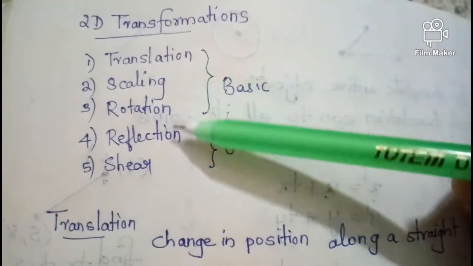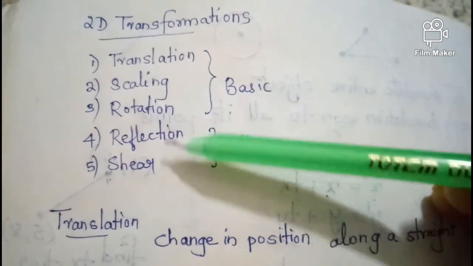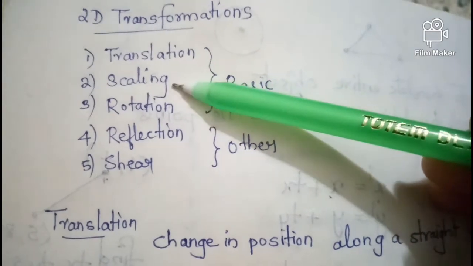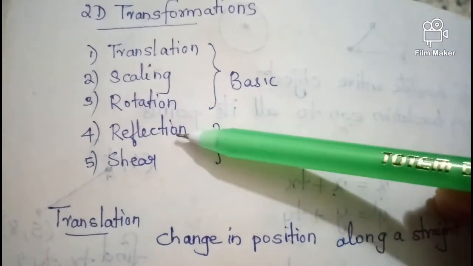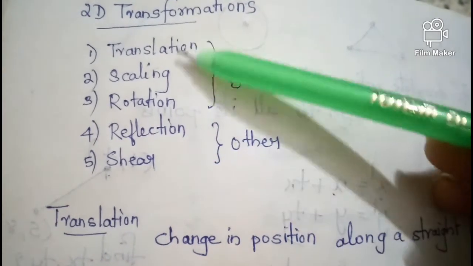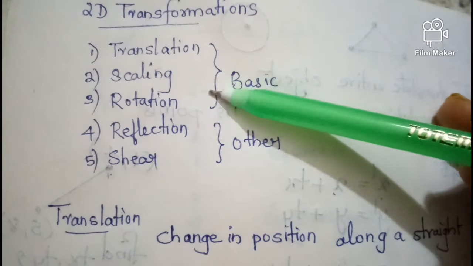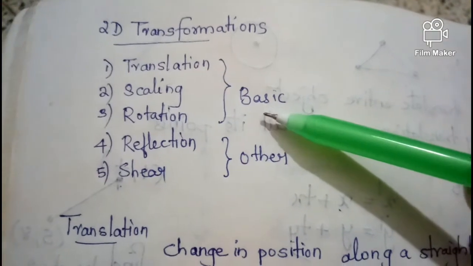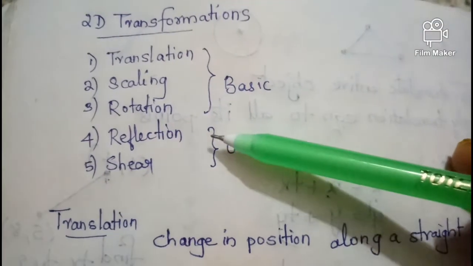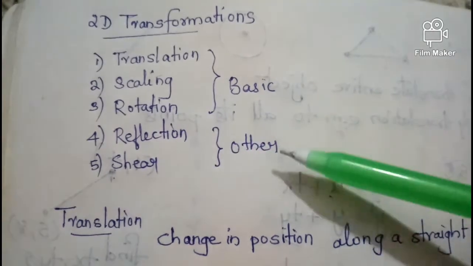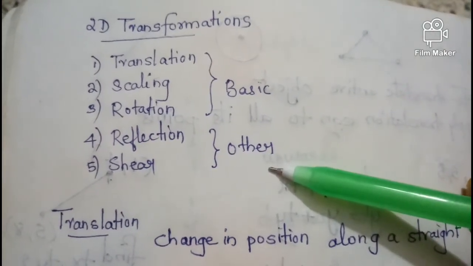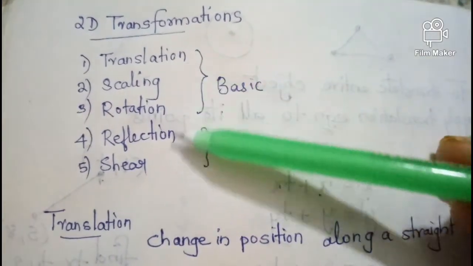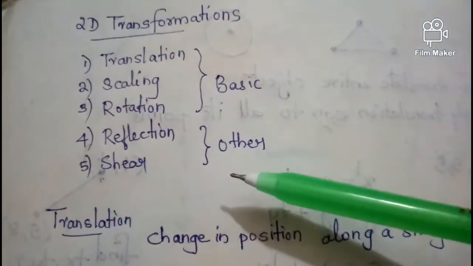Altogether there are 5 different types of two-dimensional transformations. They are translation, scaling, rotation, reflection and shear. Out of these 5, the first 3, that is translation, scaling and rotation, are together called basic 2D transformations, and these two, that is reflection and shear, are called other 2D transformations. So let us now see how different types of changes an object undergoes in a two-dimensional environment.